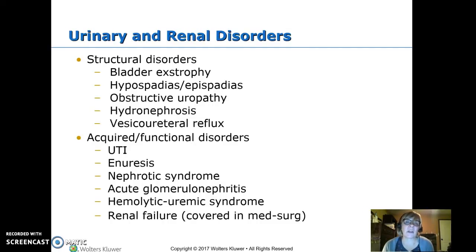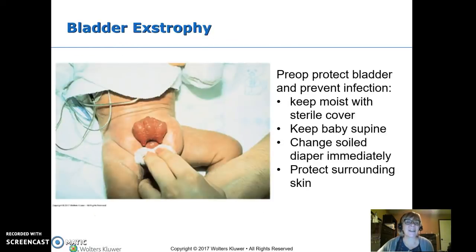These are the urinary and renal disorders we're going to look at. We'll look at some structural problems, and then we'll look at some acquired problems. So structurally, bladder exstrophy, or exstrophy of the bladder, means the baby was born with the bladder outside the abdominal wall. This is going to have to be put back in surgery, but in the meantime, this is an internal organ, right? Internal organs are supposed to be moist, so keep it moist. Usually it's just a saline covered gauze or saline saturated gauze over it.